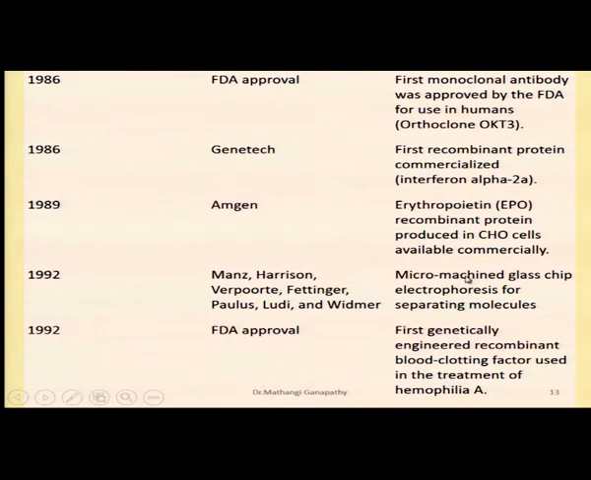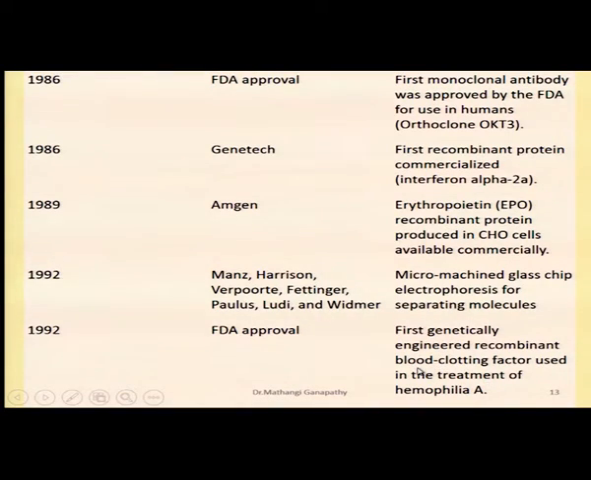1992 had, again, developments for separation of molecules. See, when we produce recombinant protein, we need to separate it out, whether it is from a mammalian cell culture or a CHO cell culture or from E. coli, whichever is the platform where you are producing the recombinant protein. From among the total soluble protein which is present, your protein has to be separated out and purified. So for that, we had Mans et al. having a micromachined glass strip electrophoresis for separating the molecules. 1992 also had the FDA giving approval for the recombinant blood clotting factor for treatment of hemophilia.